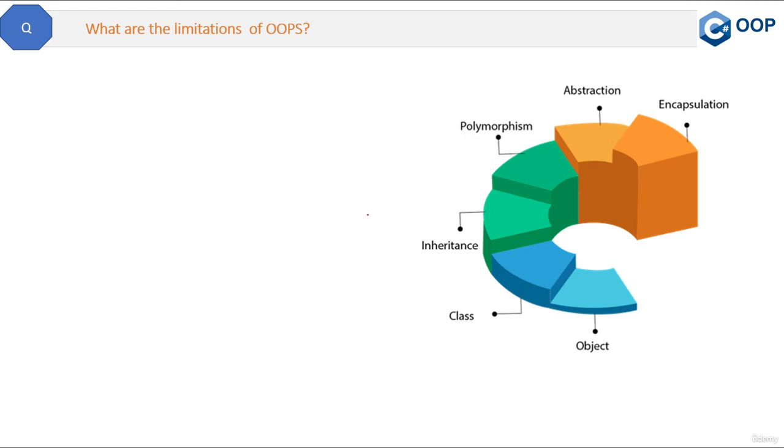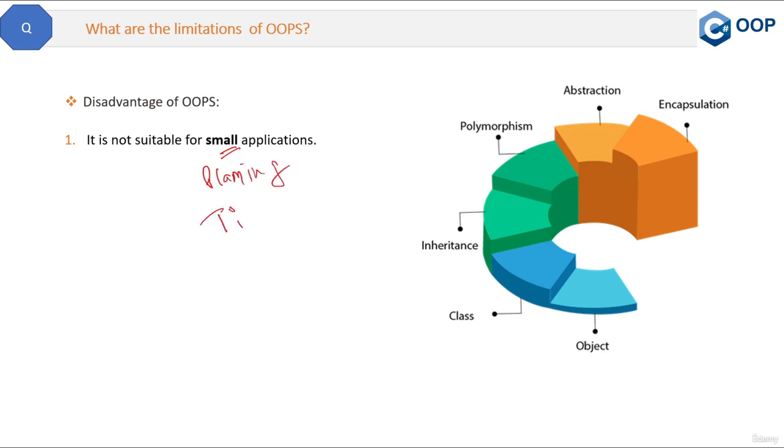What are the limitations of OOPS? The limitation is OOPS is not suitable for small applications, because if you are planning to implement all OOPS concepts, then you need planning as well as time. And if your application is very small and you have limited time, then you should do less planning and quick implementation. For example, to implement inheritance, you have to analyze, right? What will be the base classes? What will be the derived classes, right? Analysis takes time, and if you don't have time, then we should not care about OOPS, because execution and delivery are more important, right?